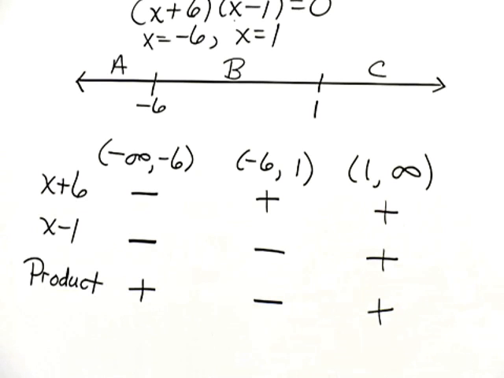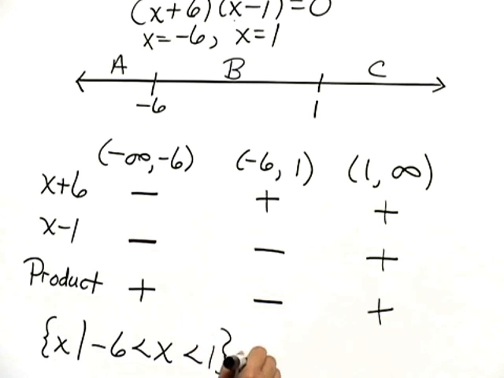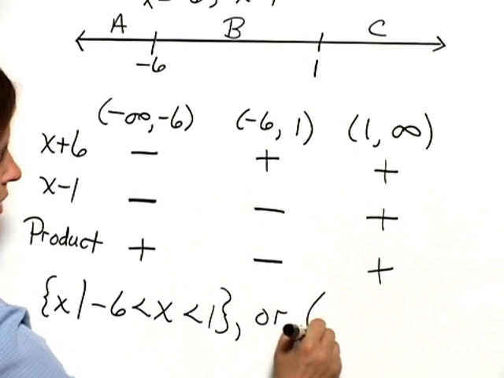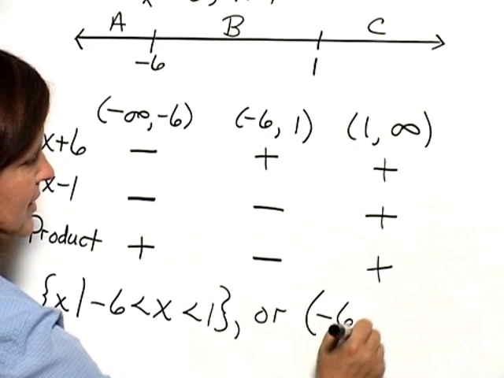That tells us that x squared plus 5x minus 6 is positive for intervals A and C, negative for interval B. We want to know where it's negative. That would give us the answer where it's less than 0. So this interval will be our answer. We don't include the endpoints because the symbol is strictly a less than. So our answer would be the set of all x such that negative 6 is less than x and x is less than 1. Or in interval notation, we can write the interval from negative 6 to 1.